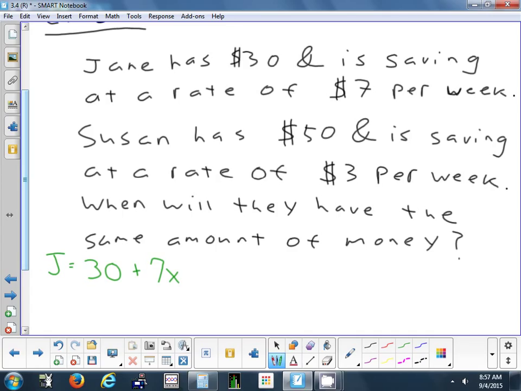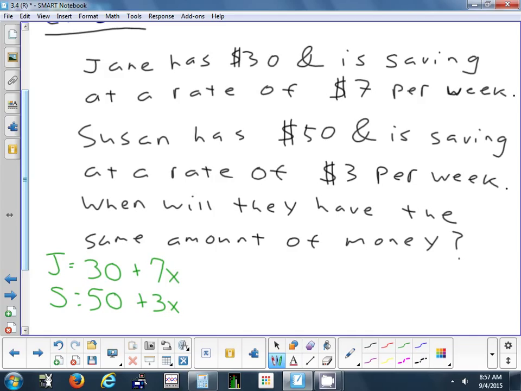Now you've got to do the same thing for Sue. So it'd be 50 plus 3x. Right. She starts out with $50, and she saves $3 more every week. Okay? So after 1 week, she's got 3 times 1 is $3 plus 50. What's 50 plus 3? 53. After 2 weeks, what's 3 times 2? 6. 6 plus 50? Now she's got 56. After 3 weeks, and so on.